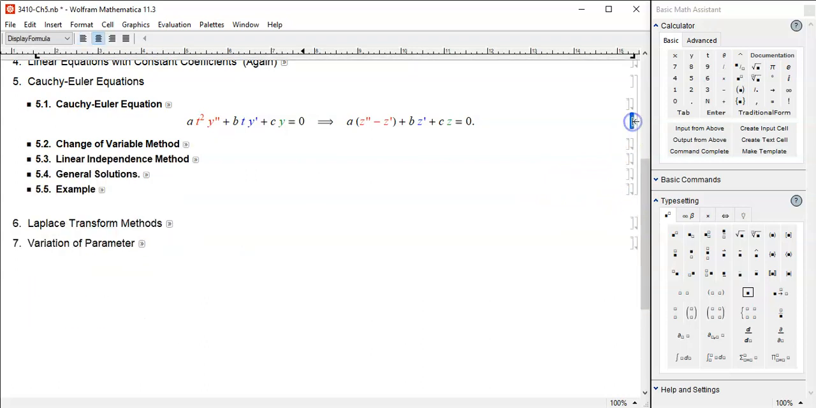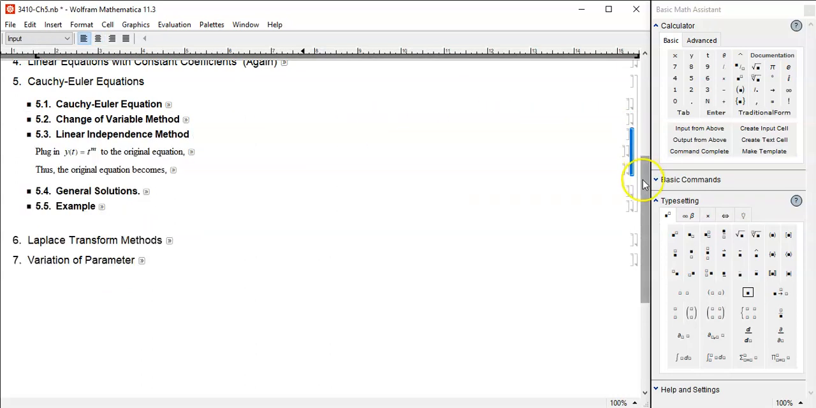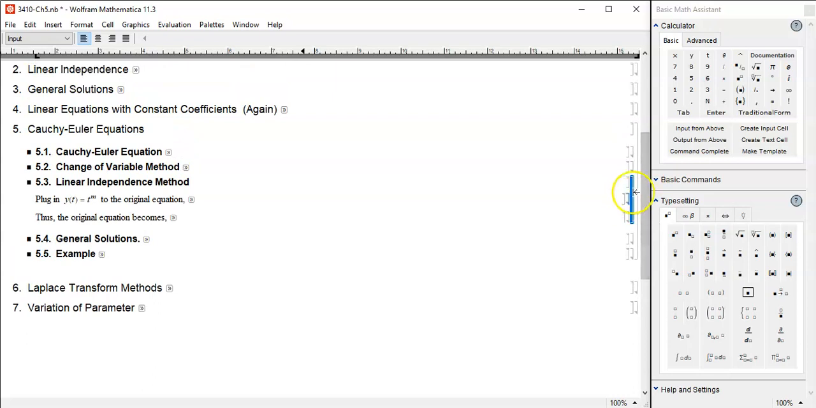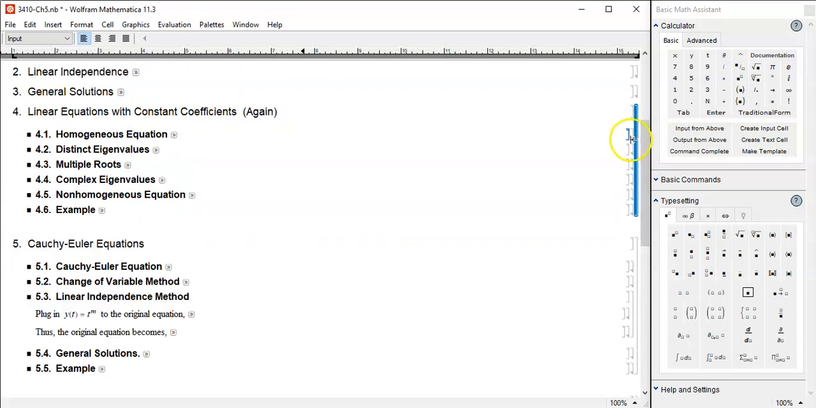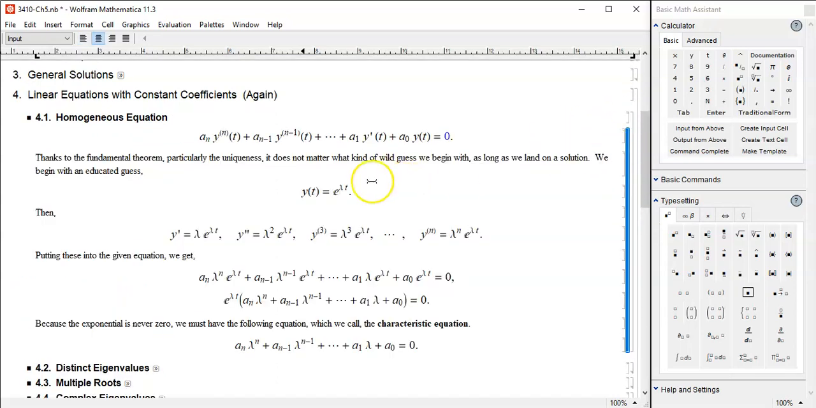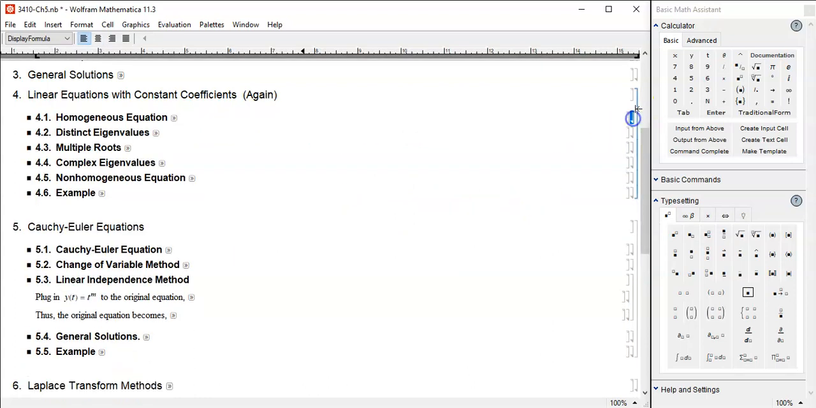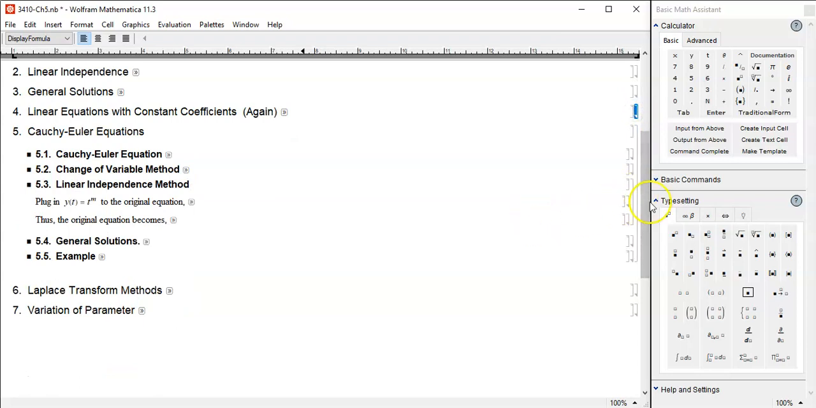Now, how about the second method here? Linear independence method. Just like we did earlier, with a bit of an educated guess, we plugged in y is equal to e to the lambda t power. We make another educated guess here.